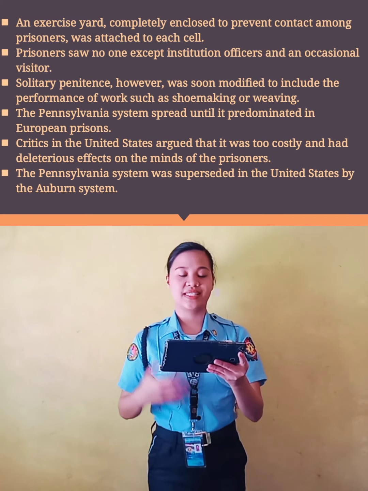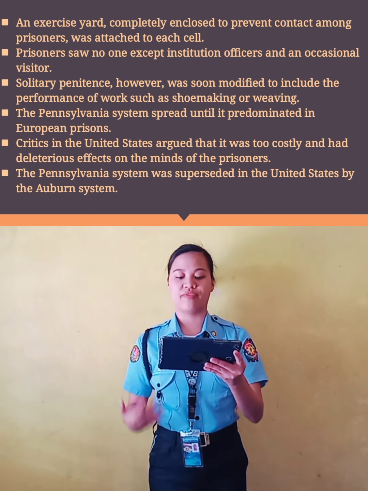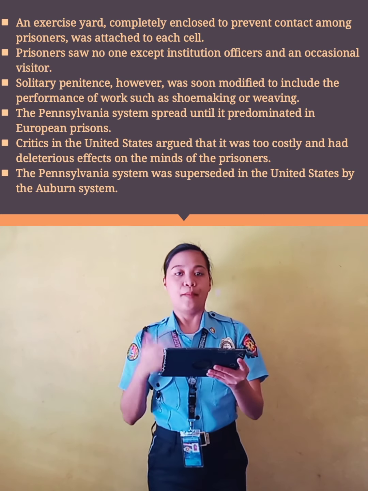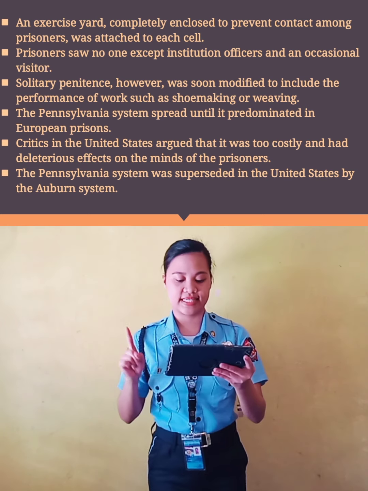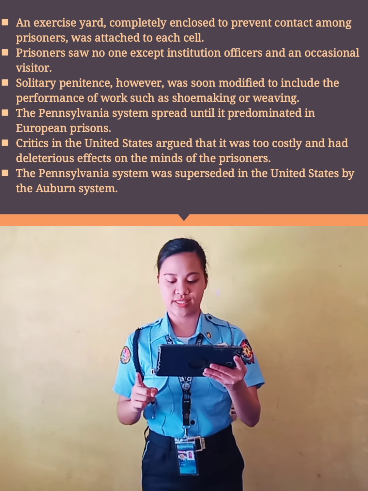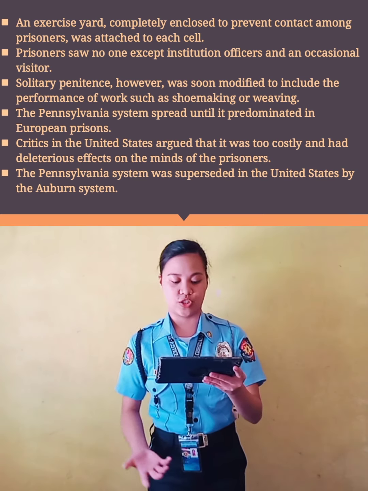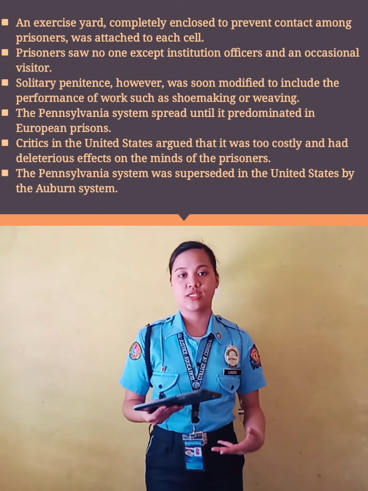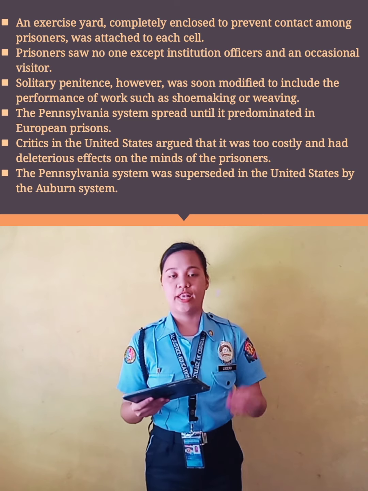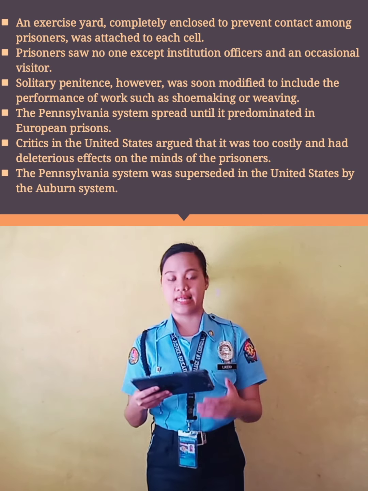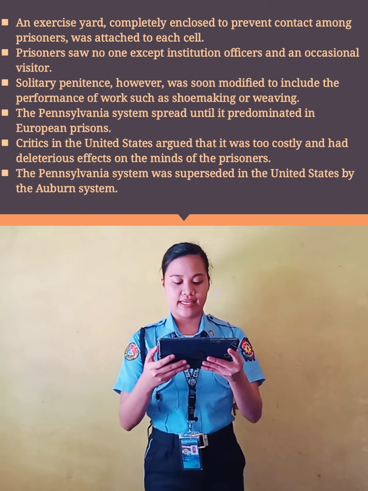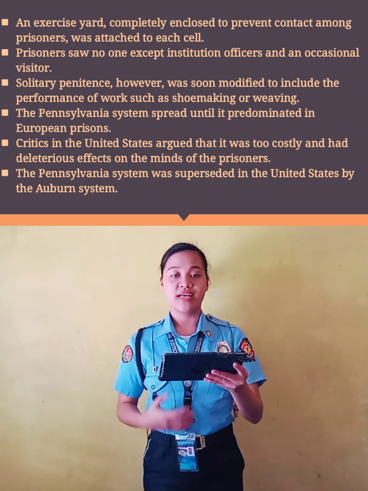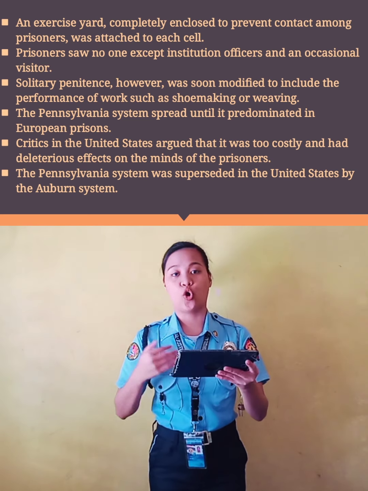An exercise yard completely enclosed to prevent contact among prisoners was attached to each cell. Prisoners saw no one except institution officers and an occasional visitor. So these prisoners only saw those officers in the system and those occasional visitors. Solitary penitence, however, was soon modified to include the performance of work such as shoemaking or weaving.